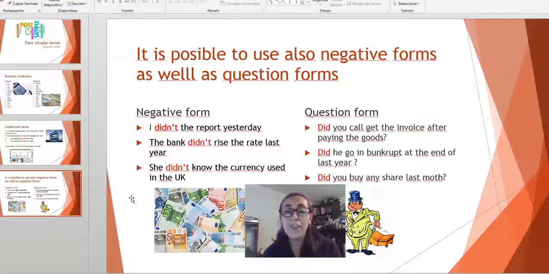Very good. And finally, we have the question form, which is did. Always when you use a question, we have to start using the auxiliary, right? In this case, did for all subject pronouns. Did you, did he, did they, okay? For example, did you get the invoice after paying for the goods? That will be it. All right. Next one. Did he go bankrupt at the end of last year? Or we have, did you buy any shares last month? So it will be the specific verb in infinitive form, but previously we have to use the auxiliary.